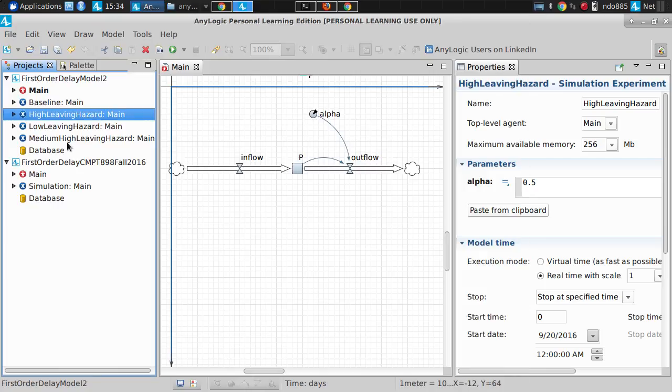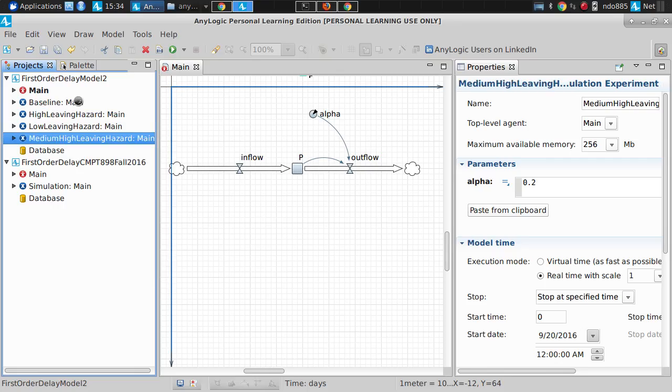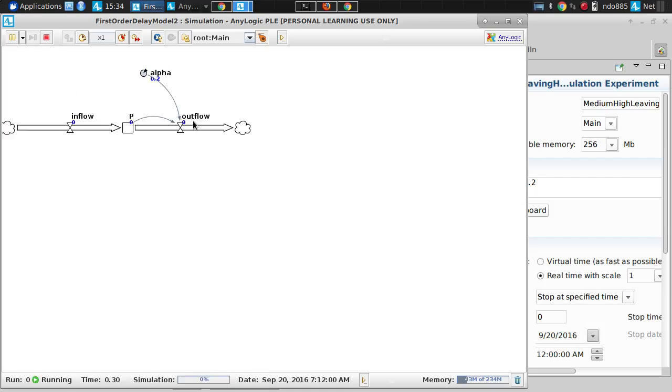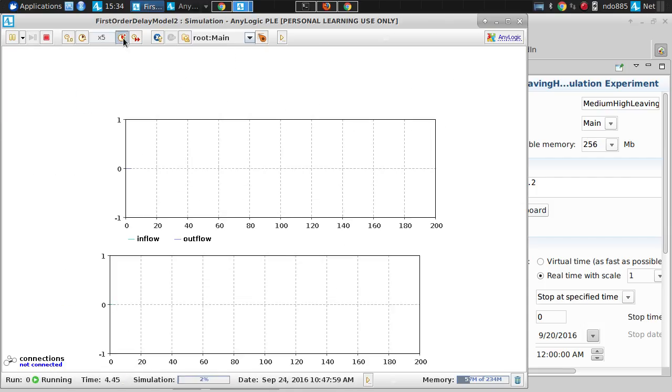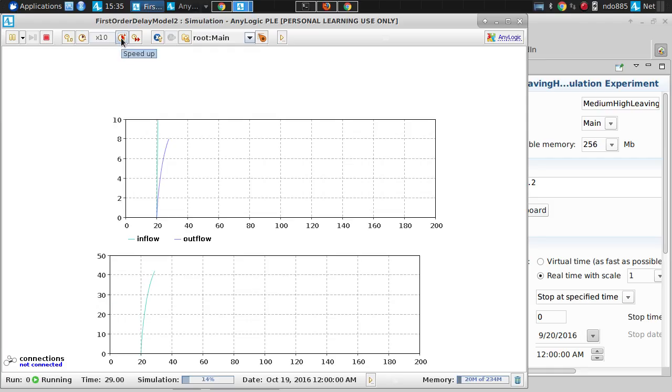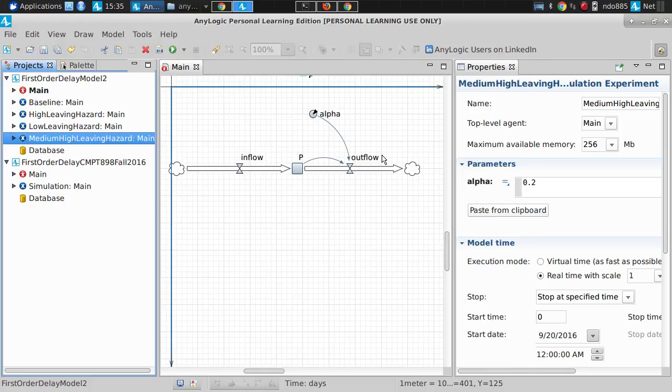With the medium high one, it's somewhere in between. The outflow mirrors the inflow with a certain delay, and the delay is somewhere in between the two others. So here we go. Here it's somewhere in between, so it takes roughly 20 time units to get close to it. In short, all of these, ladies and gentlemen, with different alphas, are associated with different levels of delay. Yes, it's a rounded version of the inflow, but it's a version.